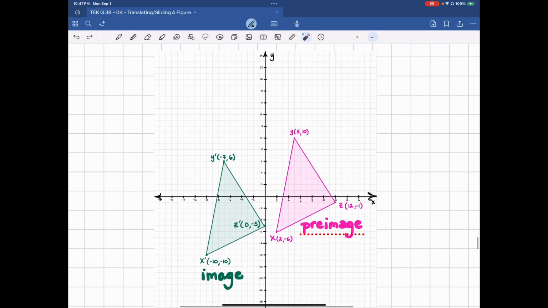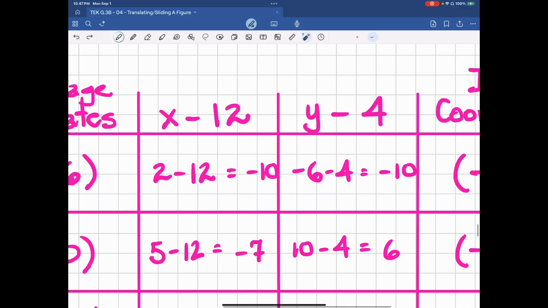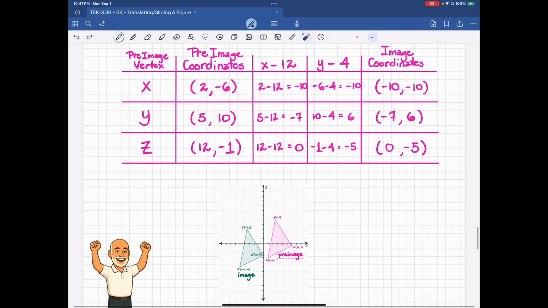And so when I'm looking at that formula, it should express that, and it does. X minus 12, which means I'm moving 12 to the left, and then this minus 4 right here for the Y's means that I am moving down. So my graph and my table are saying the exact same thing.